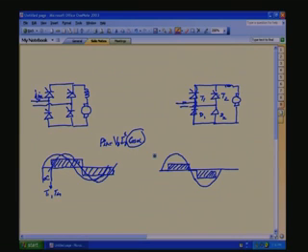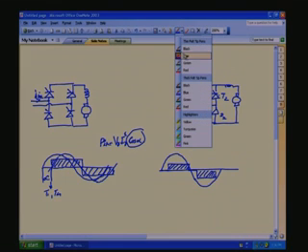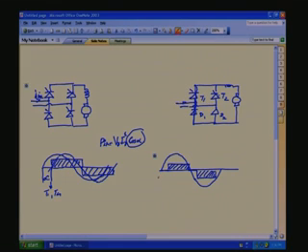Here, if you see the fundamental, let us draw it. The fundamental current waveform will be approximately like this. Even though the firing angle is alpha, the displacement angle, from the voltage zero crossing to the current zero crossing, is phi equal to alpha by 2. So, here there is an improvement in the power factor.